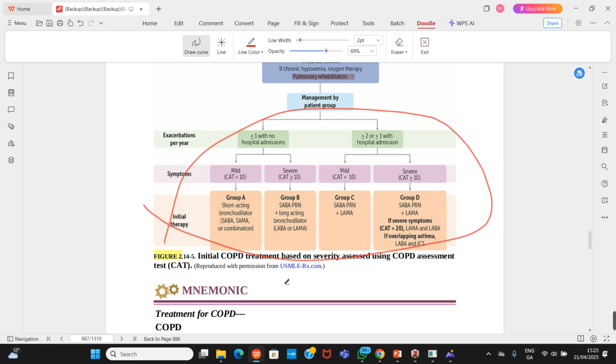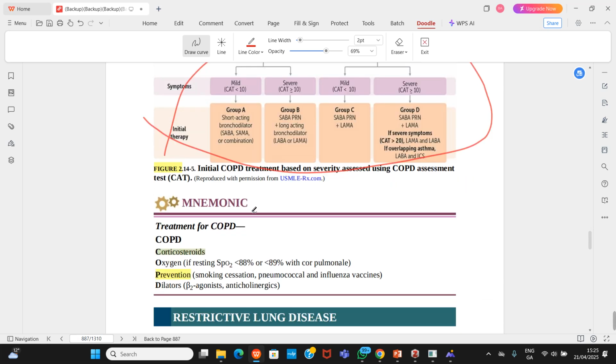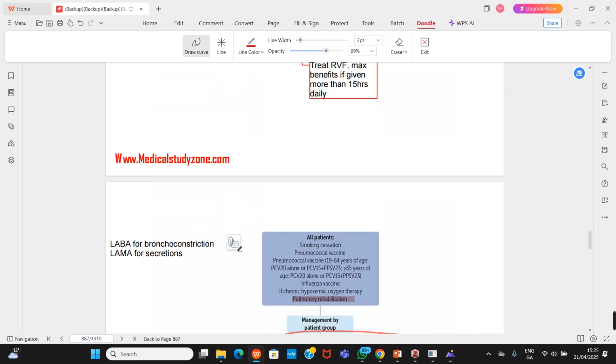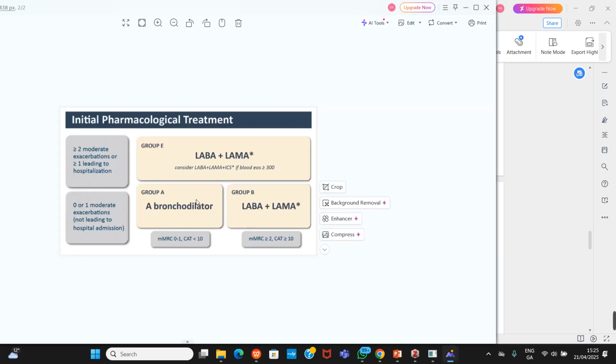So if you want to give drugs to somebody with no exacerbation, just normal chronic COPD, what you do is use the GOLD criteria, and I have it here. The GOLD algorithm is here, and this is what we do. We group them into groups A, B, E. Before it used to be groups A, B, C, D. They've canceled that. So it's now E, A, and B.